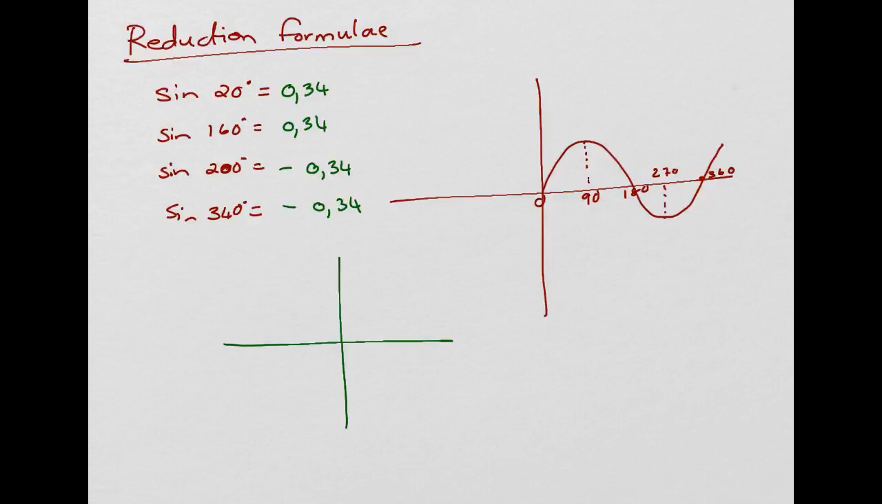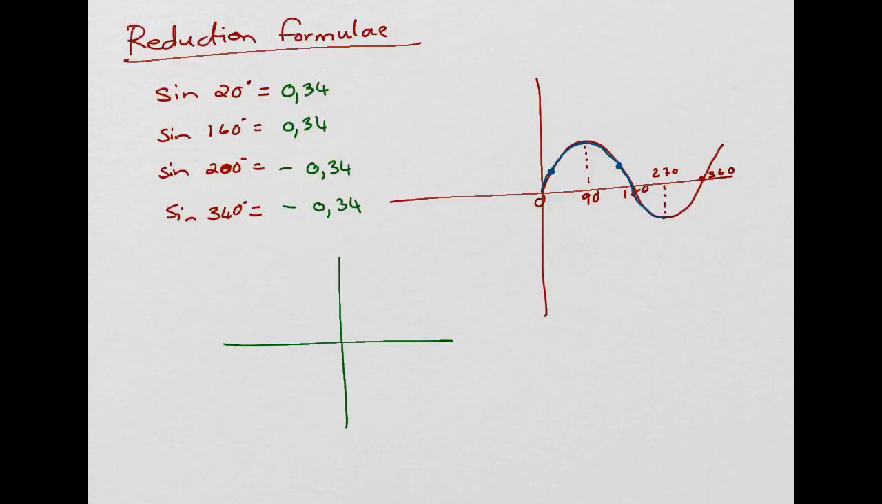You'll see that all of them get the same answer except for sine 200 and sine 340, it ends up being a negative answer. So let's just look at the graph here. From 0 to 90, that's where 20 is, roughly there. Sine is above the x-axis, so sine is positive. Then from 90 to 180, we have 160 about there. Sine is also positive, above the x-axis. But as we go underneath, sine is now a negative graph.